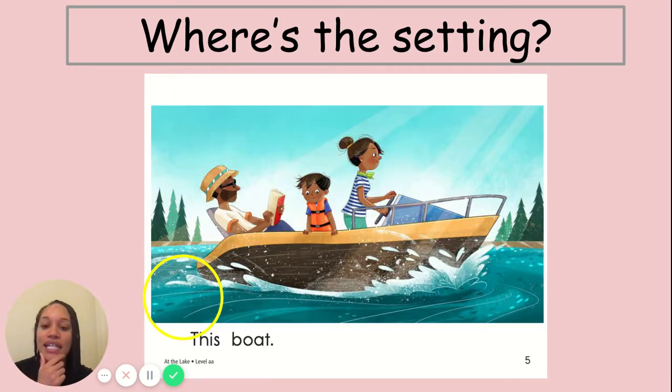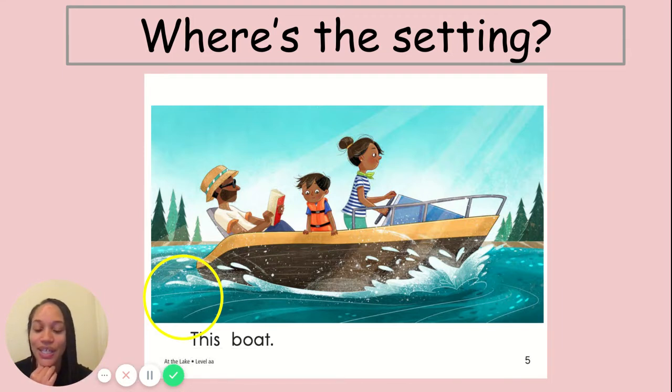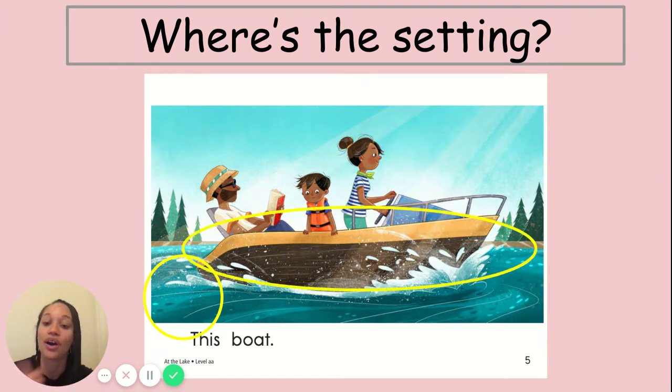Where is the setting here? And I see something is already circled to give me a clue. I see that the circle, the yellow circle, is around water. Give me a thumbs up if you see the water. Good. And I see my characters, but we're not identifying our characters. We're identifying the setting. I see that my characters are on a boat in the water. Let's see. Are in a boat, sorry, on the water. Yep. So there's my boat.